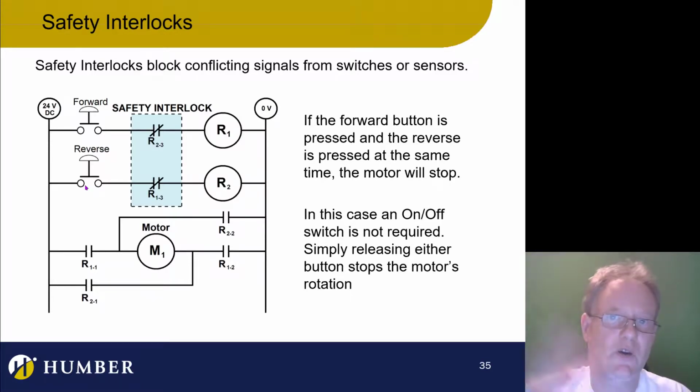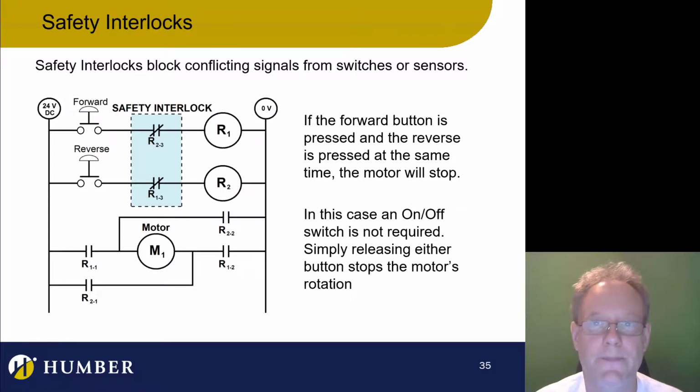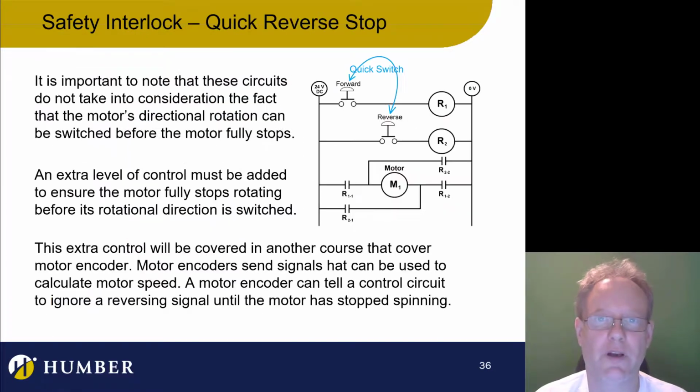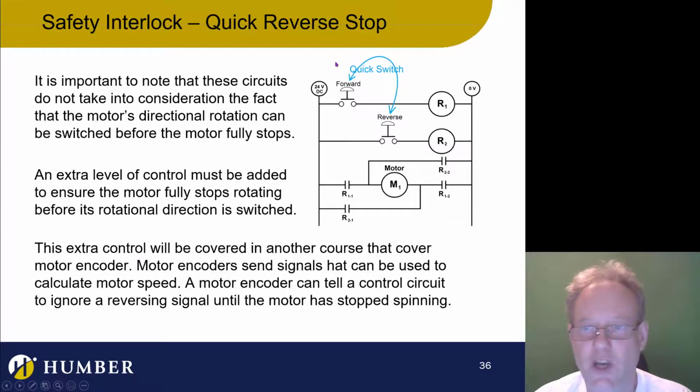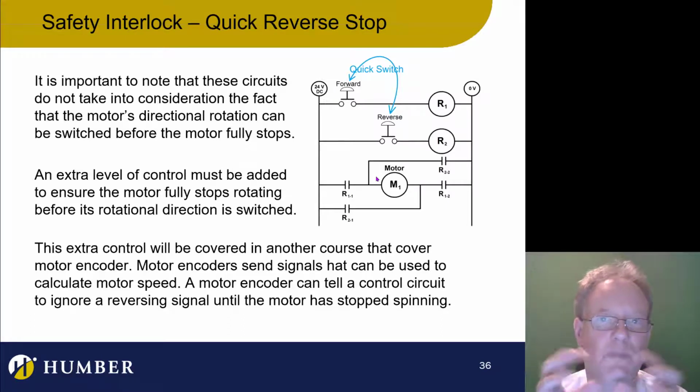The other problem is the quick switch, like this, and then let go and then hit the other one really quickly. Guess what? We can't solve that problem right now because we haven't studied motor encoders. If you hit one and then quickly hit the other one, back and forth, we can't deal with that with the components and the stuff that we've studied so far.